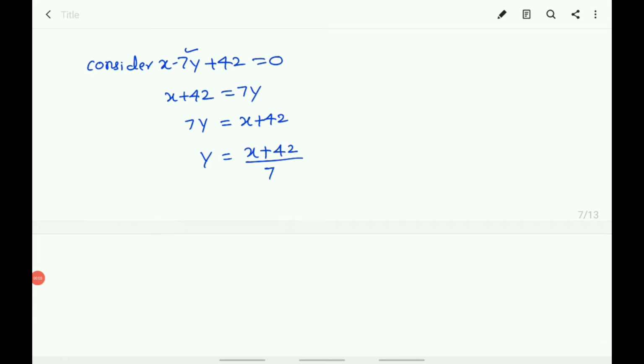Here you got the relation y is equal to (x plus 42) divided by 7. Then here you get two solutions for this equation. You take some value for x and get the relative value for y. That pair becomes the solution of this equation.